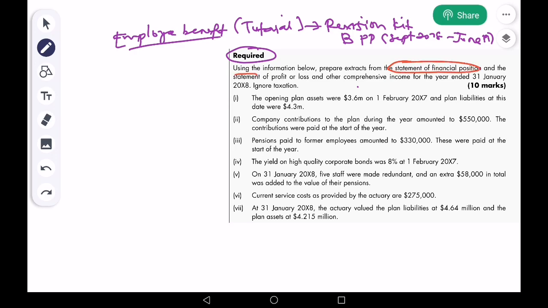SOFP, SOPL, OCI for 31st January 2008. Okay, class, remember for SOFP, SOPL, we only need the final figure, because the calculation on plan asset and plan obligation will be put under note on financial statement. So now we start to calculate. I will start with plan obligation.